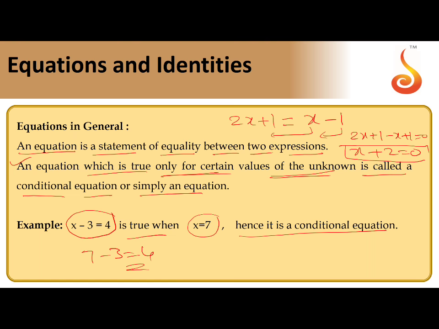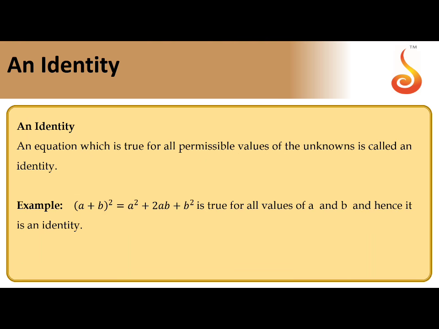Now, what is an identity? See the difference between equation and identity. An identity is also nothing but an equation which is true for all permissible values of the unknowns. An equation which is true for all permissible values of unknowns is called an identity.